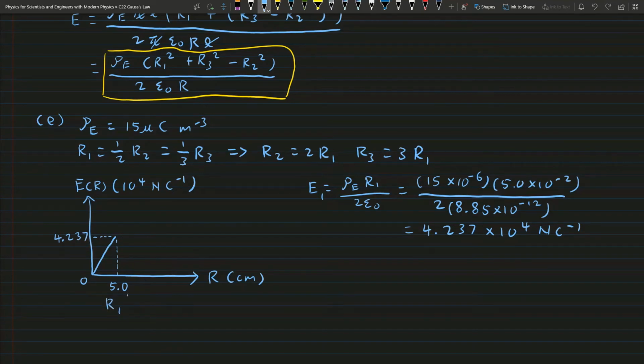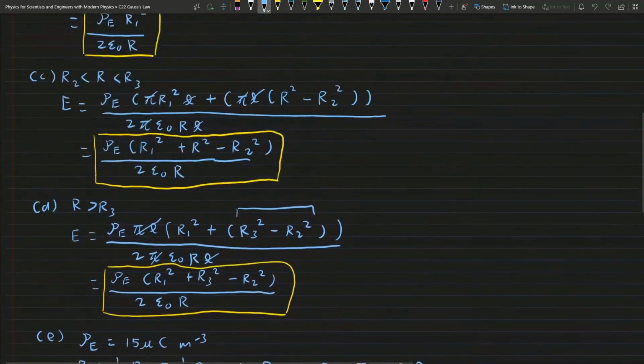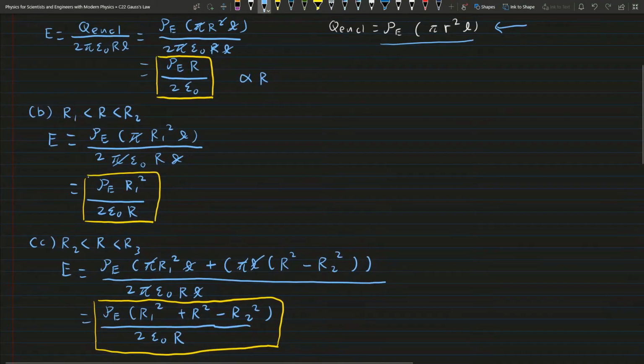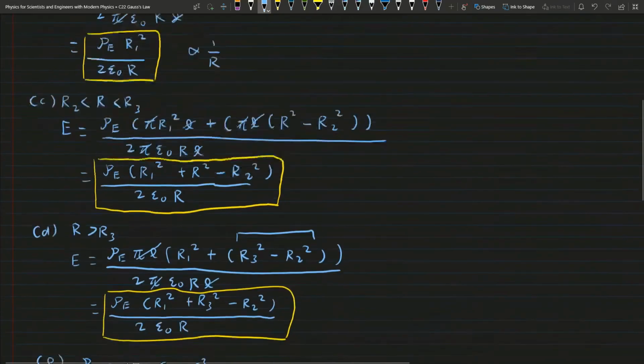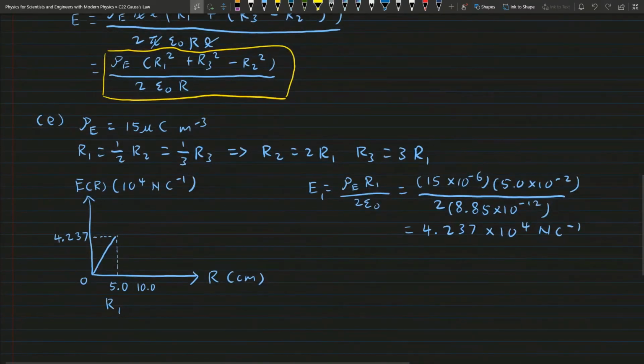This is the R1. Let's consider this R2. So we know R2 is 2R1, which now we know R1, so we multiply by 2, we get 10. Now we take a look back to this case B. You can see the function here is actually proportional to 1 over R. The rest is just a constant. That means in the graph, there will be something like this, proportional to 1 over R until the R2.